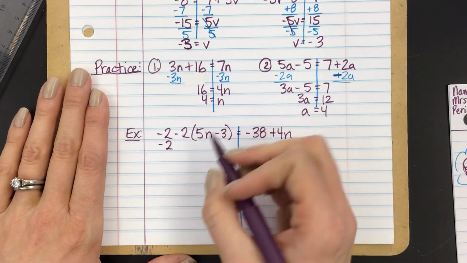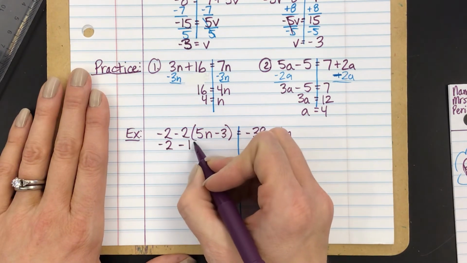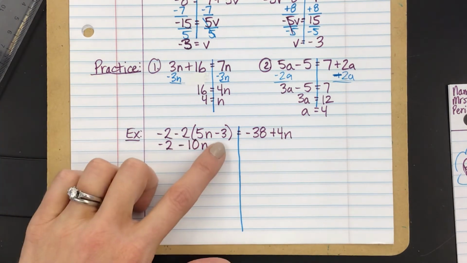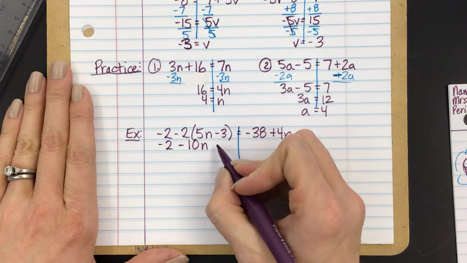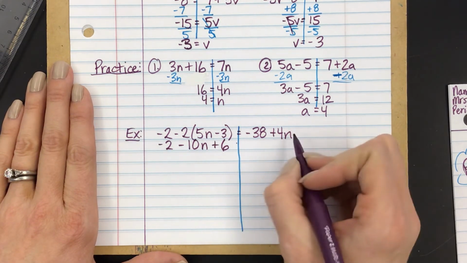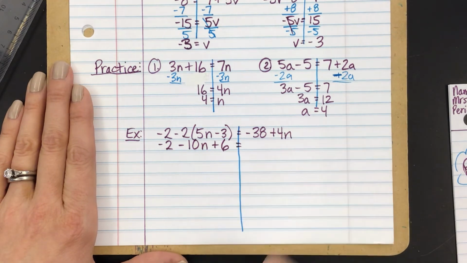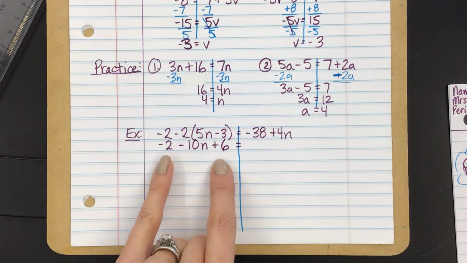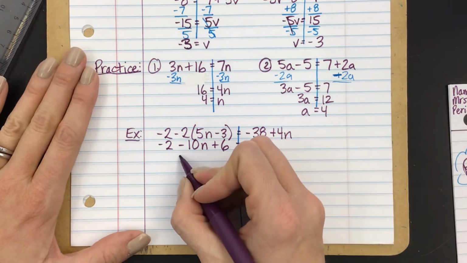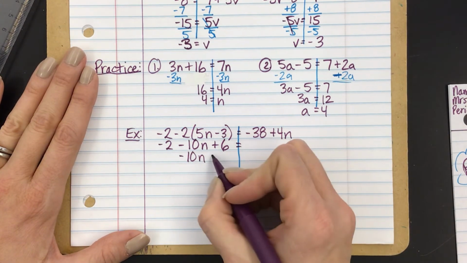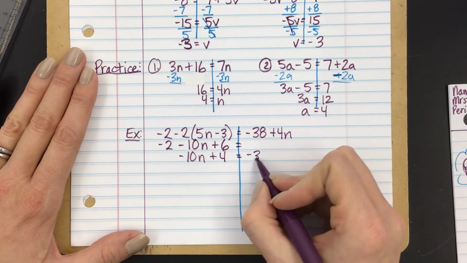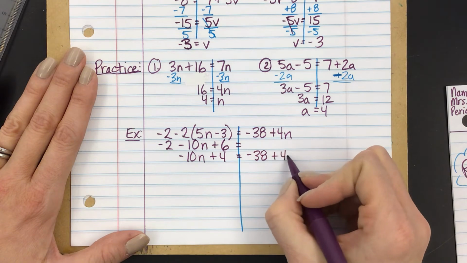That hasn't changed. So I'm going to distribute this right here. So negative 2 times 5n is negative 10n. Negative 2 times negative 3 is a positive 6. And then this side I'm not doing anything with yet. Then I'm going to combine like terms here. We have negative 2 and positive 6. So this will be negative 10n plus 4. And nothing has changed over here, so I'm just going to bring it down.